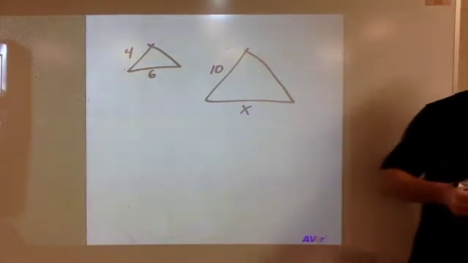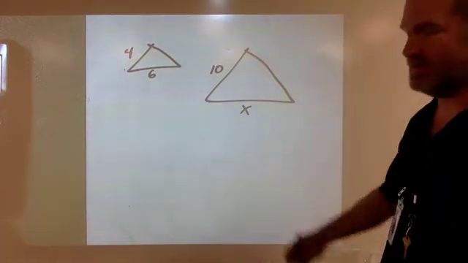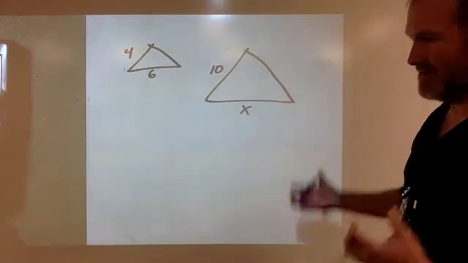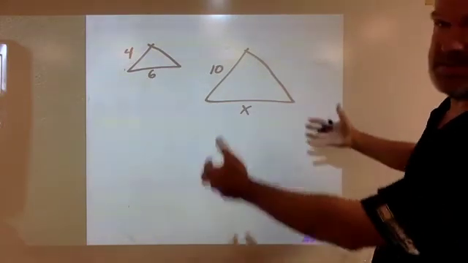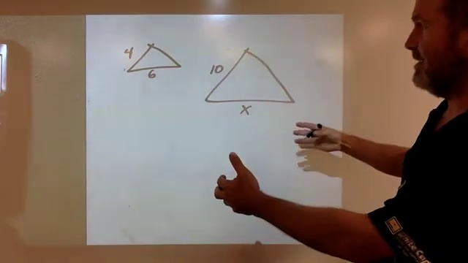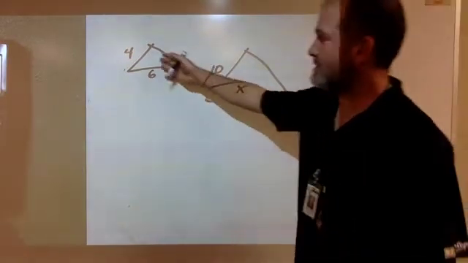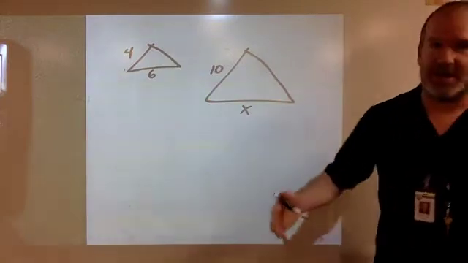Congratulations, you've made it to the final standard of quarter two, which is more similar triangles. But now some of the triangles are going to be combined together, which these are not. So this is supposed to be my easy example. These two triangles are similar, so solve for x.